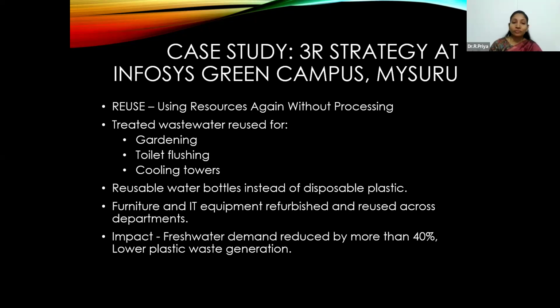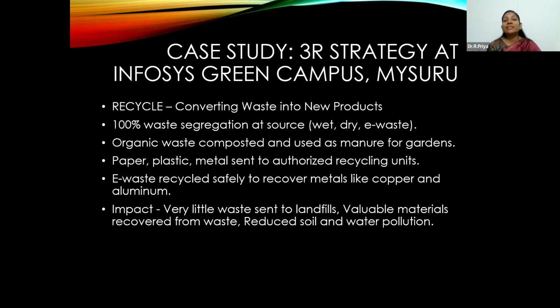Then recycling, converting waste into new products. What are the actions taken here? That is 100% waste segregation at source, wet, dry, or e-waste. So organic waste is composted and used as manure for gardens.